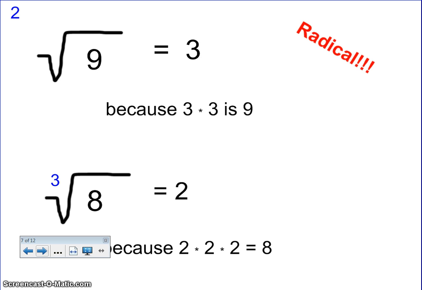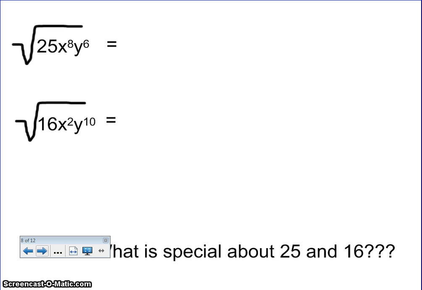So we're looking for the number that is multiplied 2 times to get to 9. Down here, we've got the cube root of 8. And the answer to that is going to be 2, because 2 times 2 times 2 is 8. This is what the problems look like in algebra. You have to take the square root of this right here. The square root of 25 is going to be 5, because 5 times 5 is 25.